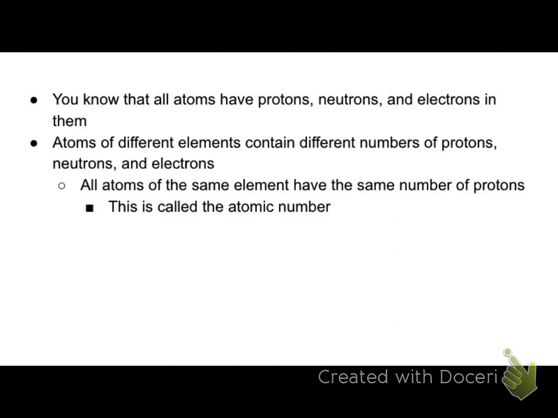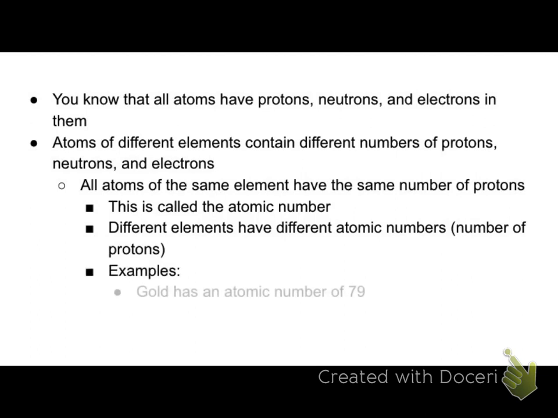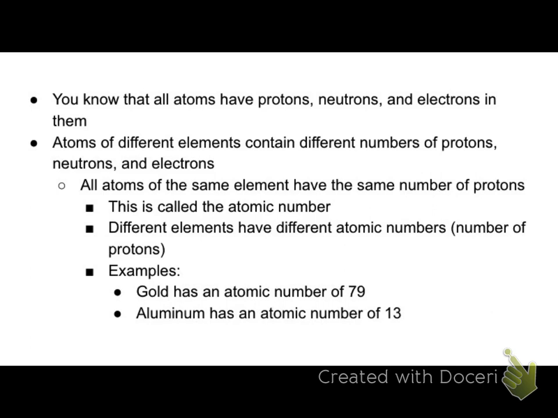The atoms on the periodic table are organized by atomic number, increasing atomic number as you go from left to right and then down the table. And different elements have different atomic numbers, different numbers of protons. So for example, gold has 79, aluminum has 13, hydrogen only has 1.